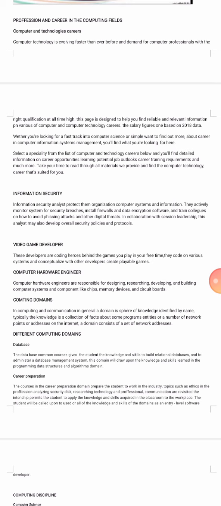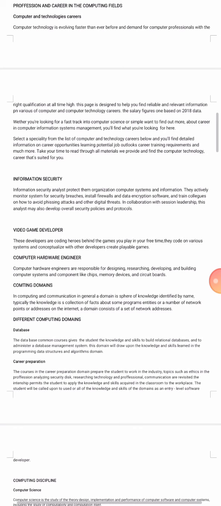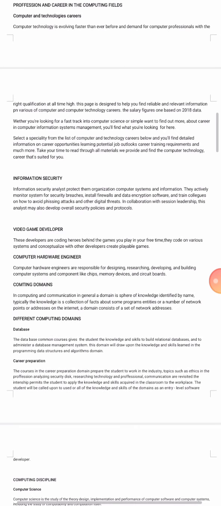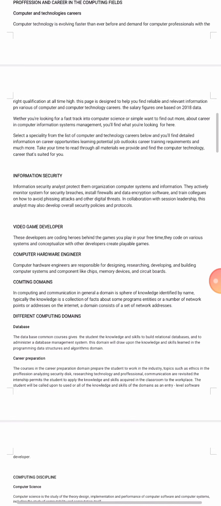Information security. Information security analysts protect the organization, computer systems, and information. They actively monitor systems for security breaches, install firewalls and data encryption software, and train colleagues on how to avoid phishing attacks and other digital threats. In collaboration with section leadership, this analyst may also develop overall security policies and protocols.